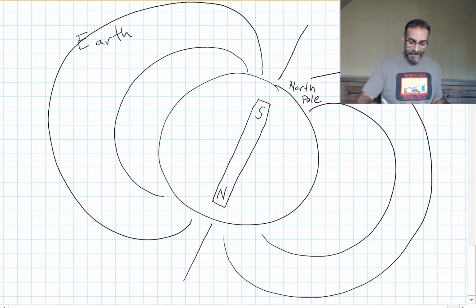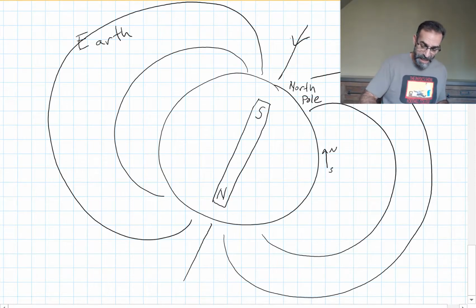And the reason we call it the north pole is because our compass needle, when we hold a compass over here, the north pole of our compass, which is a little magnet with a north and a south pole, the north end of our compass points toward the north pole of the Earth. So the north pole of the Earth must be a magnetic south pole. So these lines, if I put arrows on them, would look like this.